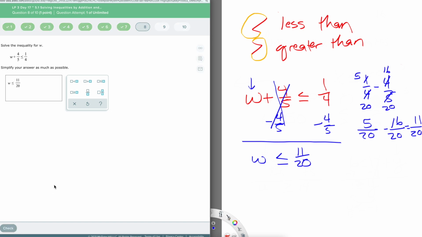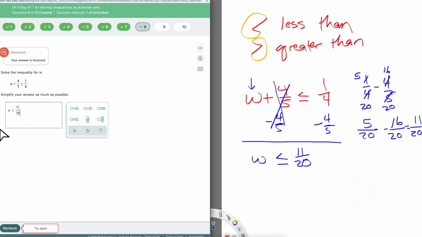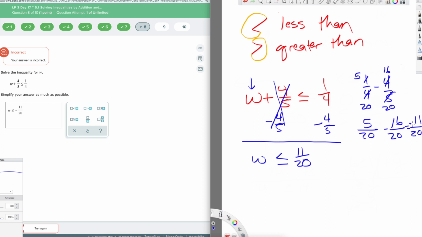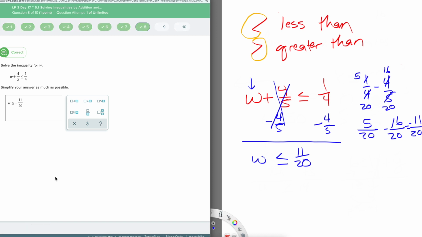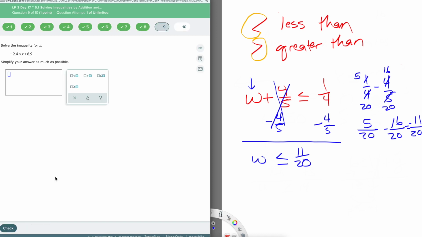Oh, did I forget the negative? I forgot the negative, darn it. That's what I forgot. And I even forgot to put that over here. It would have been negative 11 because 5 minus 16 is negative 11. All right, recheck. Perfect. I got a little bit too into explaining the fractions there. Forgot to do that part.